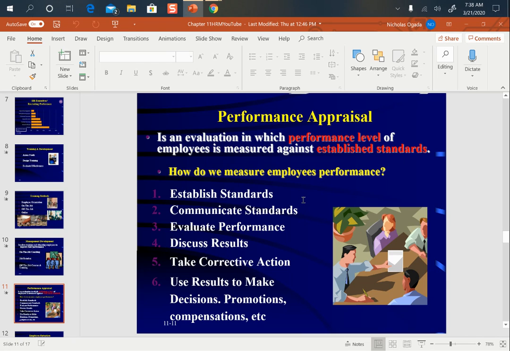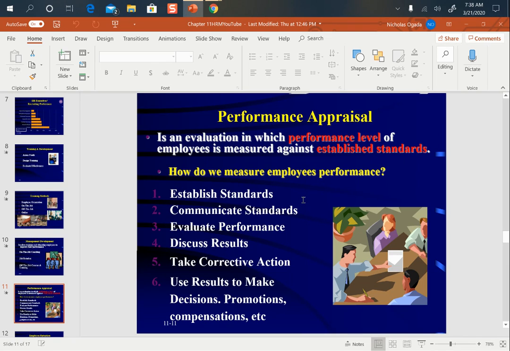So what we do is we assess the employee based on certain standards, and these are the same standards that maybe were used to train you. So we measure employees' performance. First of all, we establish the standards, but you have to make sure that employees understand the standards, because you're not just going to assess an employee on something they don't know.